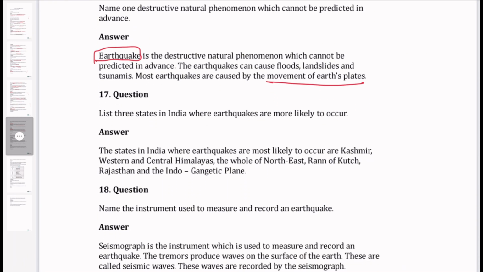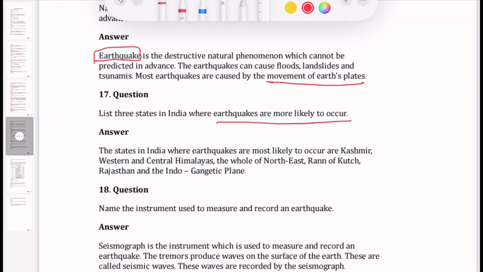List 3 states in India where earthquakes are more likely to occur. They are Kashmir, the Western and Central Himalayas, the whole of the Northeast, the Rann of Kutch, Rajasthan, and the Indo-Gangetic plain.